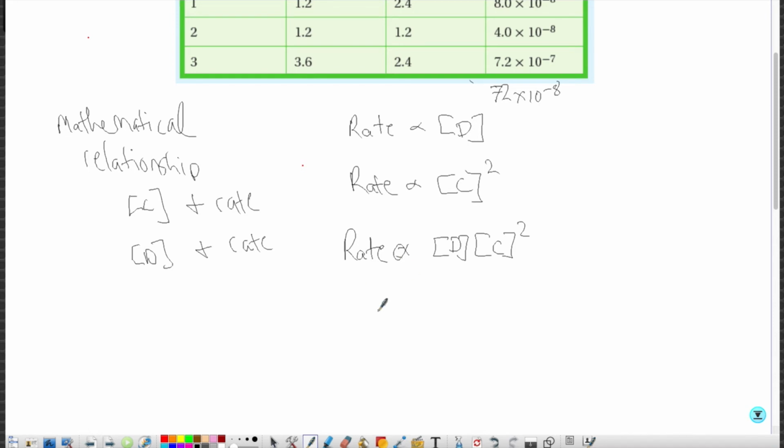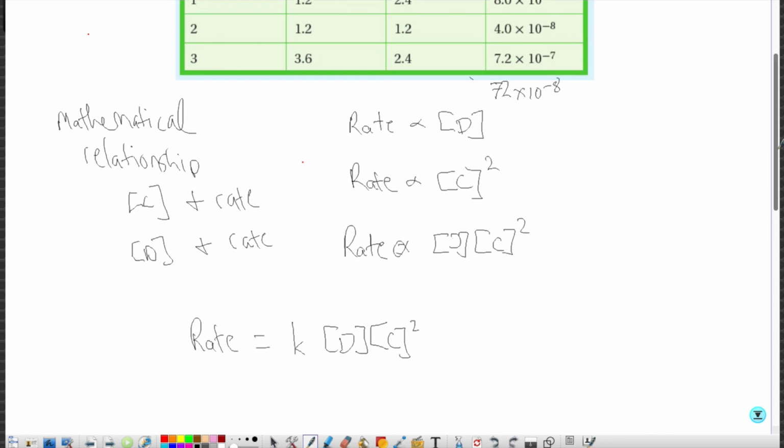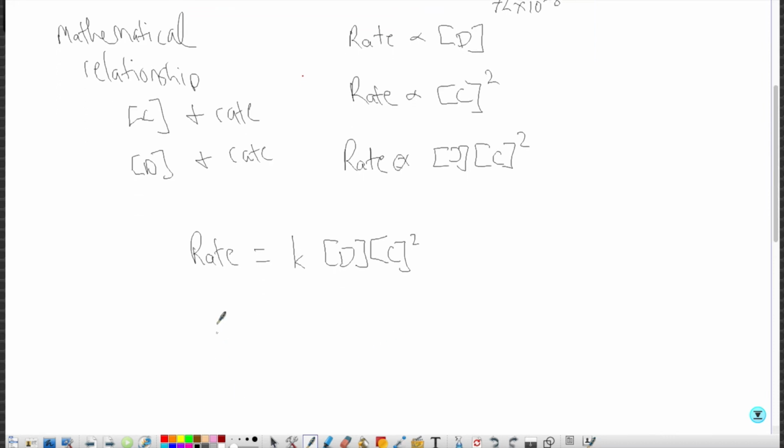So my question to you is, how do you go from a proportionality to an equality? Think about it. Come up with an answer. You should be able to remember this. Rate equals something times the concentration of D times the concentration of C squared. In order to go from a proportionality to an equality, you have to add a constant. Now this is going to be another k, lowercase k. And here we go. This is called a rate law.